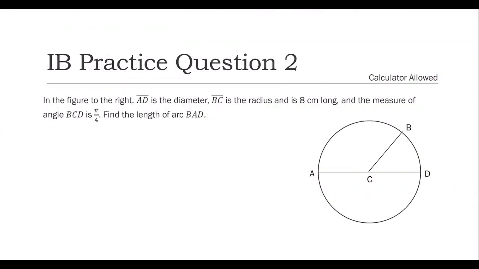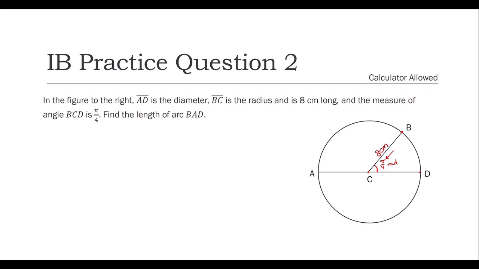Now we have our second IB practice question. It says in the figure to the right, AD is the diameter, BC is the radius, and is 8 centimeters long. So BC is 8 centimeters. And the measure of angle BCD is pi over 4. So BCD, this angle here, is pi over 4 radians. So we can tell that it's radians because it doesn't have the degree symbol. So then you automatically assume it's radians. And also if it has pi in it, it's typically in radians.